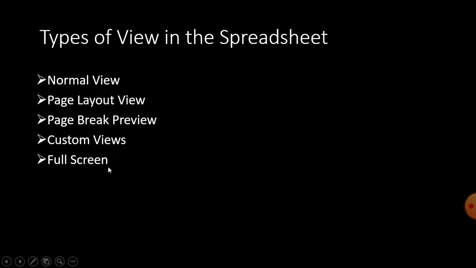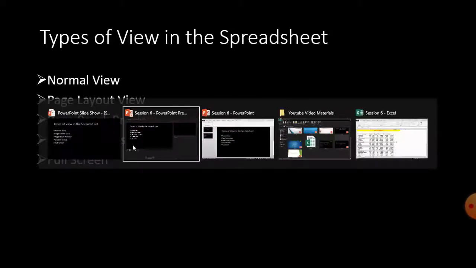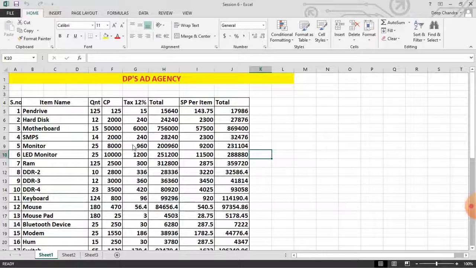So let's have a look at all of this in the spreadsheet, because we need the spreadsheet to explain all of this. You can see here a given spreadsheet, and in this we can understand properly how we can see different views. By default we get the normal view. Whatever you are looking at on the screen is the normal view.